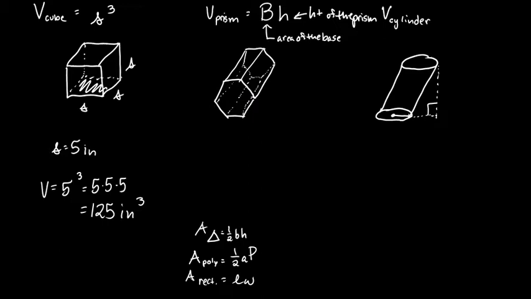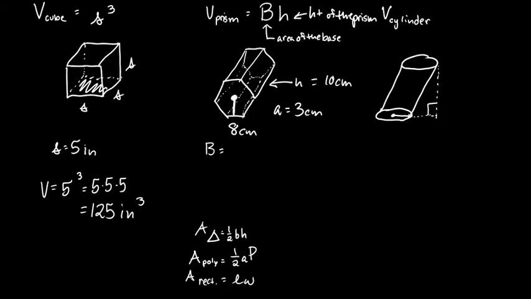So let me say the apothem, a, equals 3 centimeters, and the side length is 8 centimeters, and the height right here, h, equals 10 centimeters. So what I first need to do is find the area of my base.